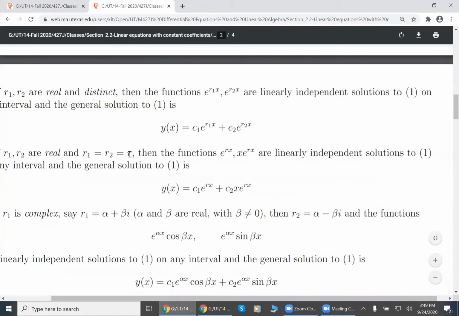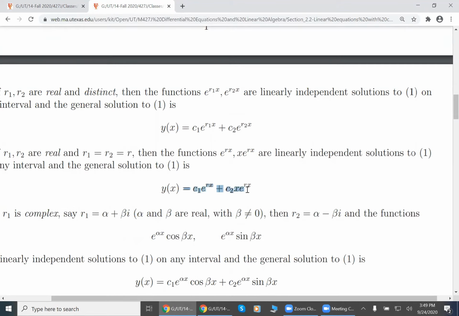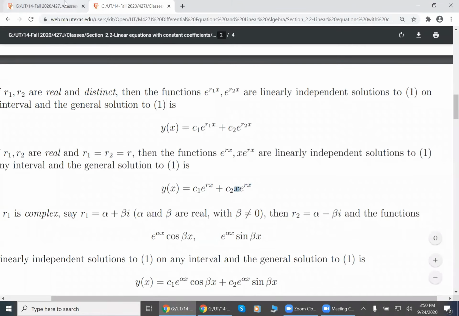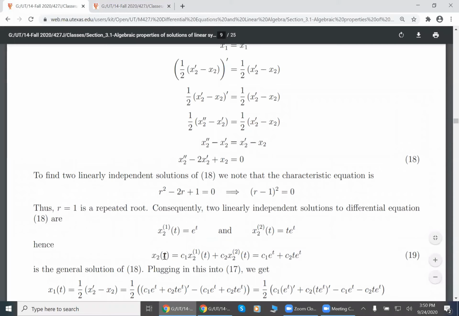r1 is equal to r2 is equal to r. In case 2, the general solution is C1 e to rx plus C2 e to rx times x. It's exactly what we have here. x2, the general solution of this equation, is C1 e to t plus C2 e to t times t. So here's a formula for x2.